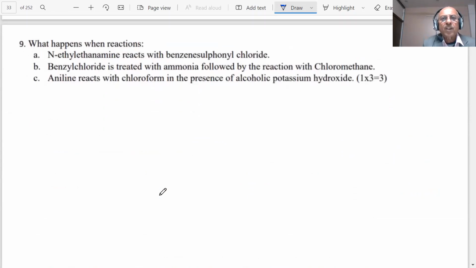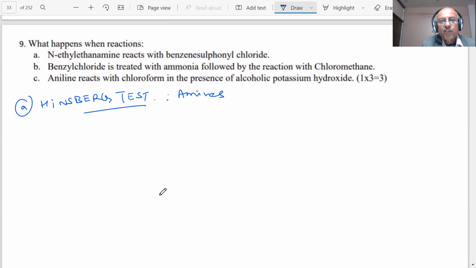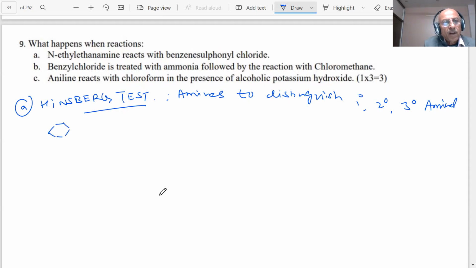What happens when N-ethyl ethanamine reacts with benzene sulfonyl chloride? Student, benzene sulfonyl chloride. You have studied the Hinsberg test, student, it is very important. Hinsberg test is used in the chapter of amines to distinguish 1 degree, 2 degree, and 3 degree amines. What do you use? Benzene sulfonyl chloride. This is our benzene sulfonyl chloride.